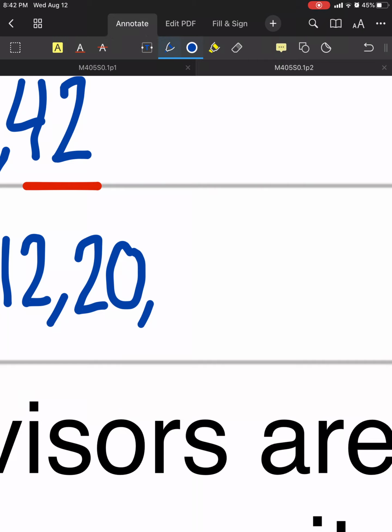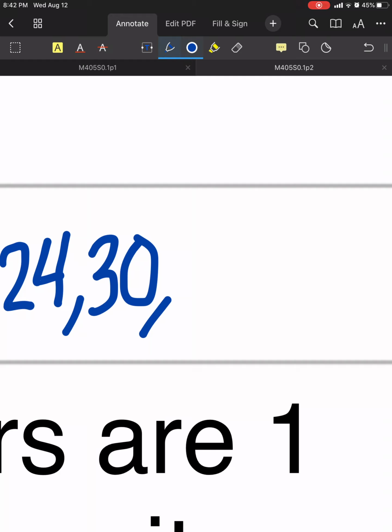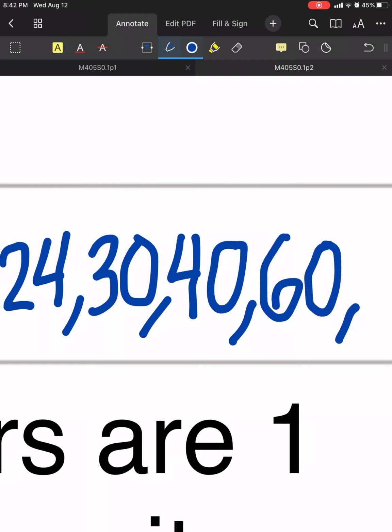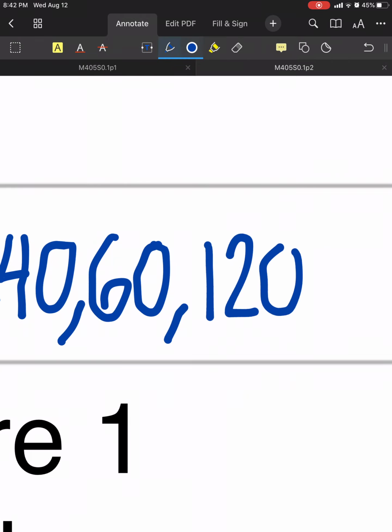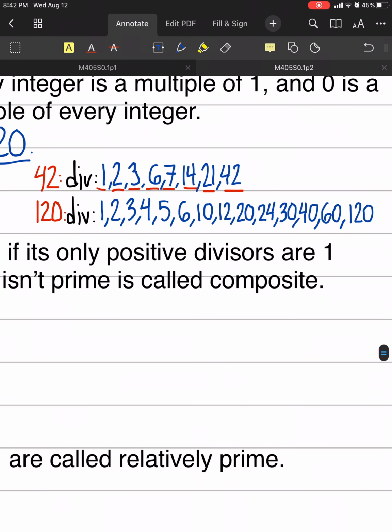5 times 24, 4 times 30, 3 times 40, and what's next? 2 times 60, and then finally 1 times 120, and that should be our list. Okay. So here, this should be our list of divisors. I'm pretty positive I didn't miss anything.